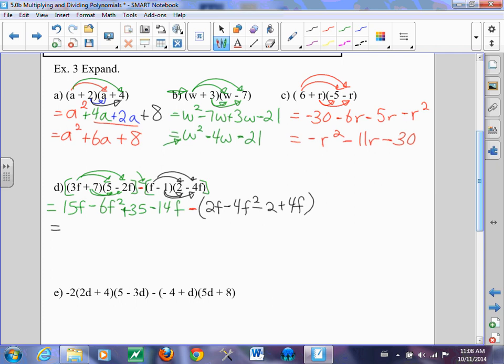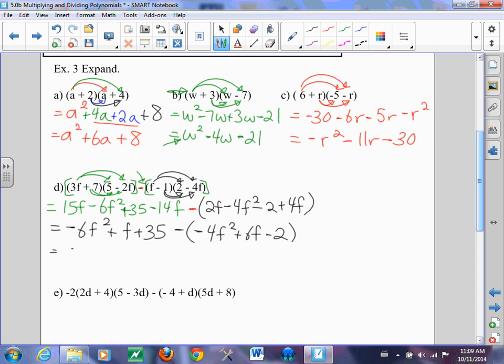I'm okay with that. I'm going to put this in a little bit more order. So I'm going to go negative 6f squared plus 1f plus 35. And then I'm going to collect like terms. Leave the negative out front. We're not done with that yet. It's going to be minus 4f squared plus 6f minus 2.